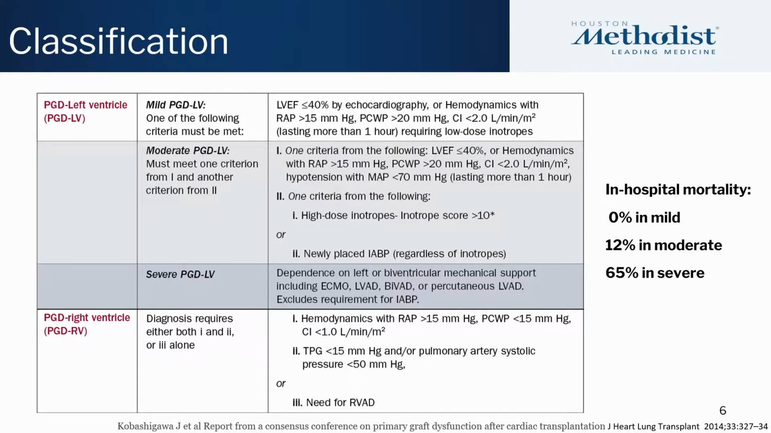And how do you define PGD? Again, mild PGD is all based on echo and hemodynamics, where your wedge pressure or your RA pressure, your filling pressures are high and your cardiac index is low on low dose of inotrope. And moderate PGD is when you have at least one mechanical circulatory support or more than one inotrope, where your inotrope score is greater than 10. And then severe PGD is when you have left or biventricular mechanical support, including ECMO, BiVADs, LVAD, and of course excludes balloon pump. Now, when you're looking at PGD for right ventricle, again, the hemodynamics will be essentially right-sided with a wedge pressure less than 15.